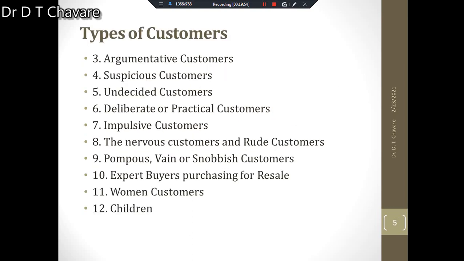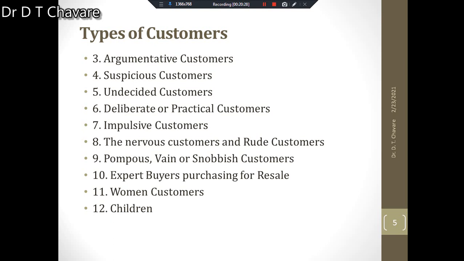Then what are the types of customers? There are different types of customers you will find. Every salesman is interested in attracting customers toward the product. In other words, to be a successful salesman and make effective selling, a salesman must possess the following things, which are called the essentials of selling. What are the essentials of selling?